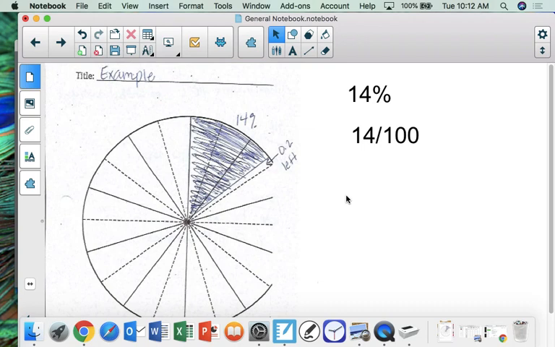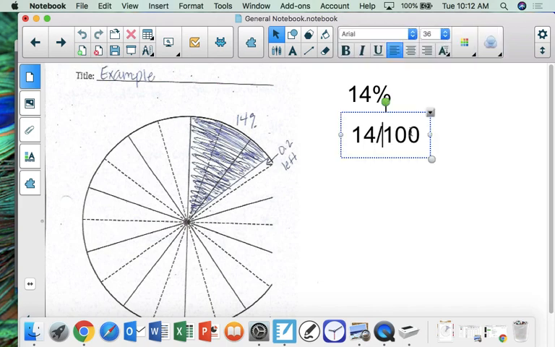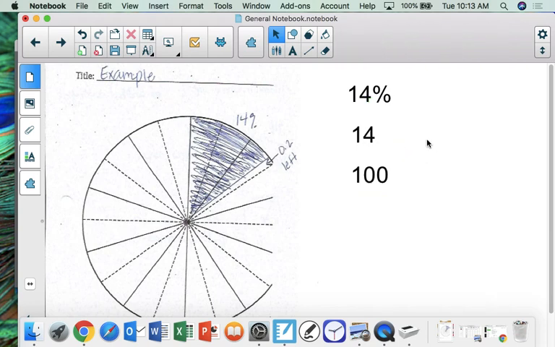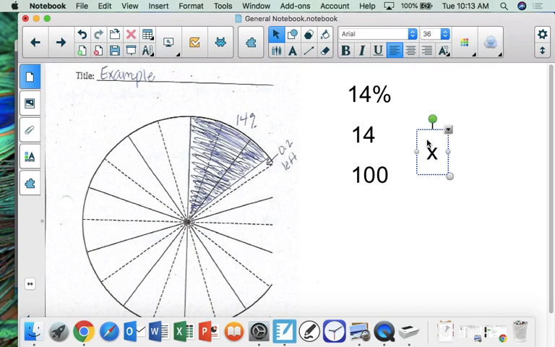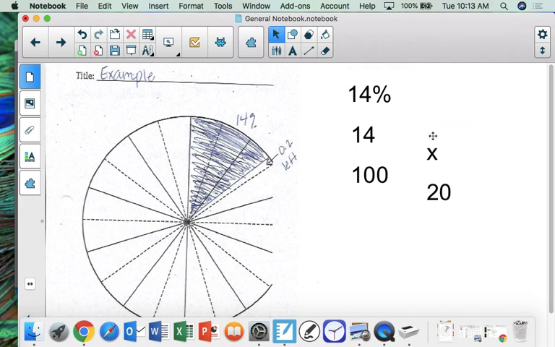So I have to figure out how many wedges do I need to shade in out of 20 in order to equal 14. So this is a proportion. So I'm going to set it up like this. I'm going to do 14 over 100, and then beside it I'm going to do x, because I need to know how many wedges to shade out of 20. So I've just made my fractions one over the other so that way I can see the proportion.